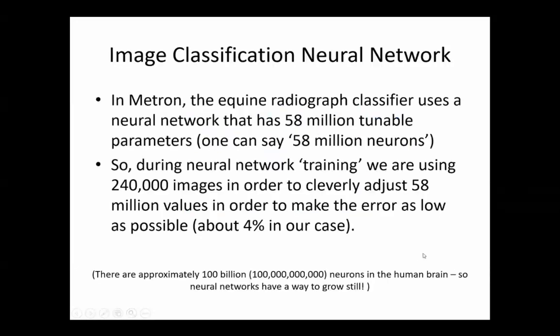Okay, so just to review the image classification, we have a neural network. It happens to have 58 million tunable parameters, 58 million neurons. Just thought I'd tell you this out of interest. So what we've really done is we've trained it using 250,000 images in order to cleverly adjust 58 million values so it would learn. And the result is that it makes about 4% error. And a note on the bottom, there's about 100 billion neurons in the human brain. So having only 58 million, we're not there yet.